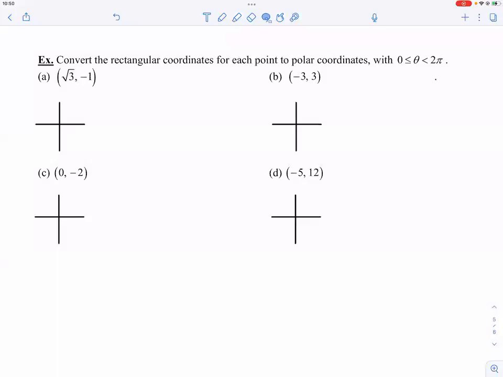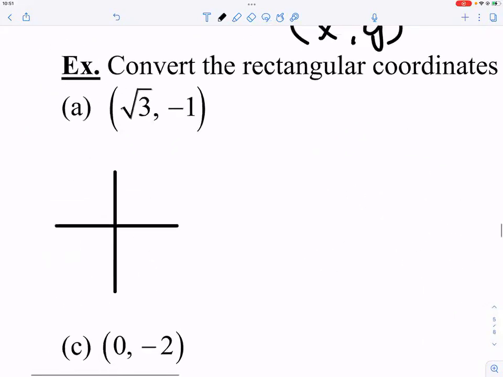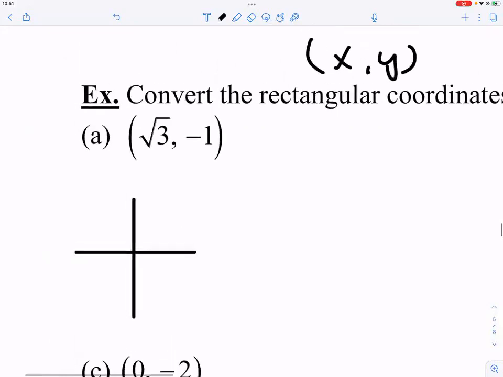Now, for right here, we are going to change from XY rectangular coordinates to polar coordinates. And for A, B, and C, they are easy. They are the usual points with the unit circle related stuff. So when we say square root of 3 comma -1, we expect the point to be located where?